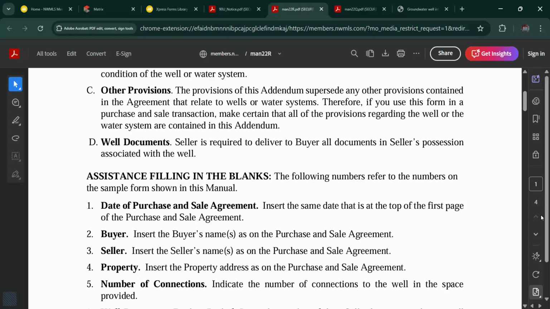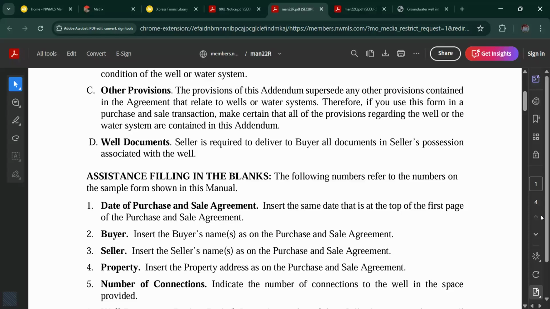Well documents. The seller is required to deliver to the buyer all documents in the seller's possession associated with the well. Listing brokers, if you've got a well, I think it's a good idea to have that stuff in your supplements, in the documents, in the transaction desk. Get those up front, like the RSS and OSS reports, all of it if you can.